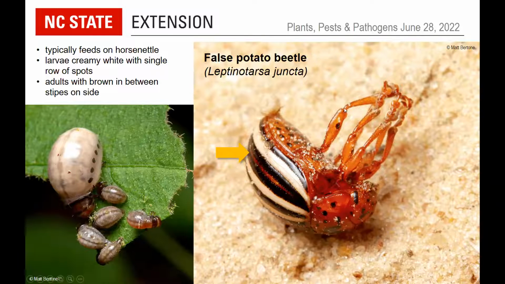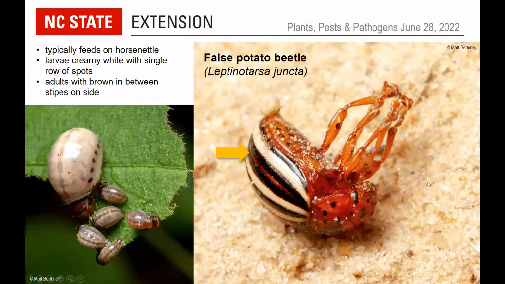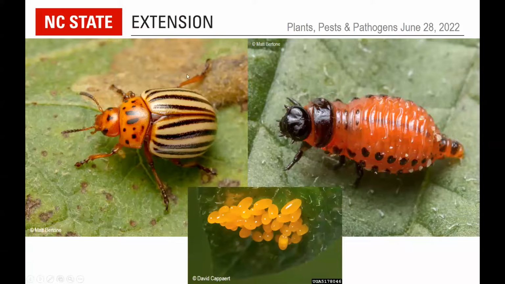It's just playing dead. Unfortunately, I didn't get a good photo of it acting naturally, although this is pretty natural for it. These typically feed on horse nettles, but the larvae are cream colored white with a single row of spots, compared to, say, the Colorado potato beetle larvae, which are red with a couple rows of spots. Also, the adults are distinct from Colorado potato beetles in that these side stripes have a darker brown stripe in the middle, whereas in the regular Colorado potato beetle, it doesn't exist there.